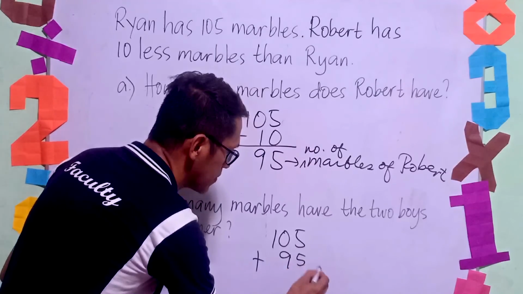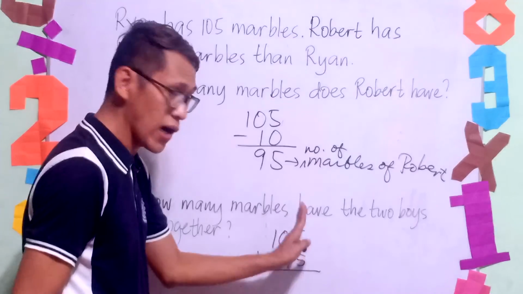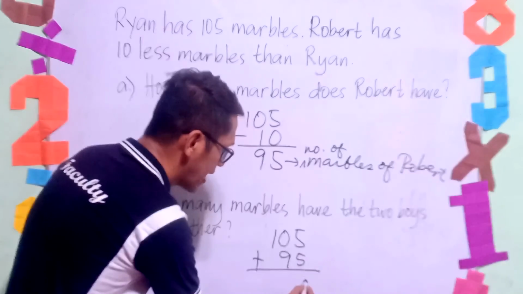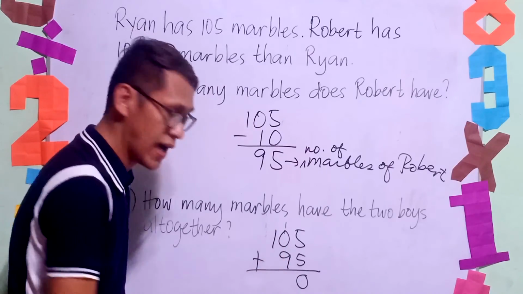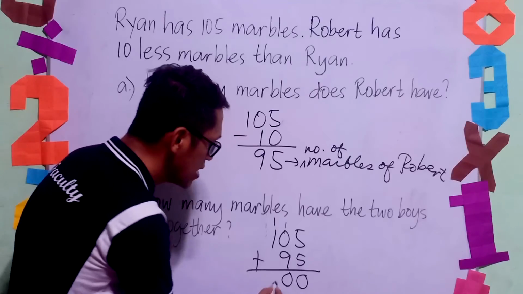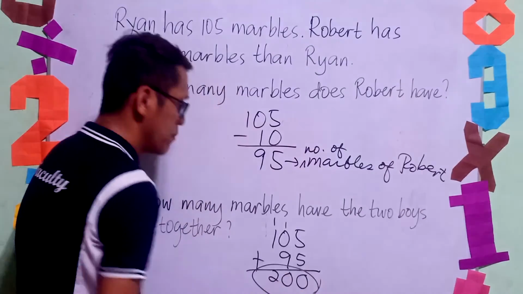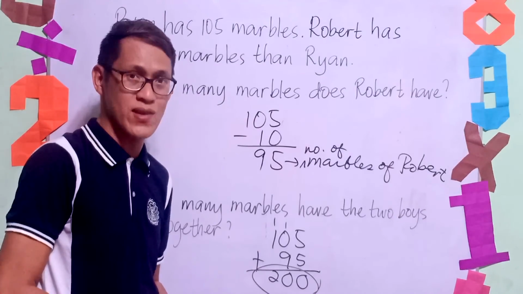Again, arrange the digits according to their place values. So again, start here. 5 plus 5 is 10. So 10, that's 0, carry 1. Then 1 plus 0 plus 9, that's 10. Again, 0, carry 1. Then 1 plus 1 is 2. There. Meaning the two boys have 200 marbles altogether.